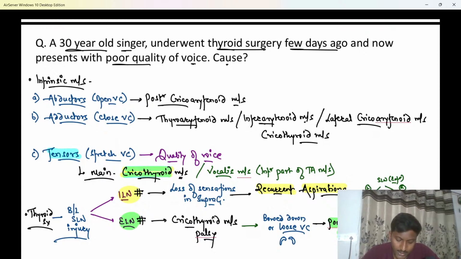Okay? With this, first answer this question. The question says: a 30-year-old singer underwent thyroid surgery a few days ago and now presents to you with poor quality of voice. What is the likely nerve injured? Which is the likely nerve injury? Type in the chat box once. Which is the likely nerve injury now?